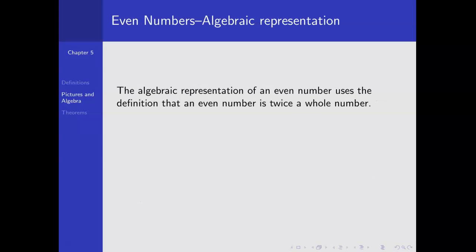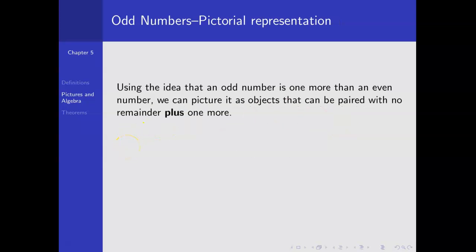Now, our algebraic representation of an even number uses our definition that an even number is twice a whole number. So we say an even number is 2k, where k is a whole number. So this is what we're going to use whenever we're doing algebraic proofs.